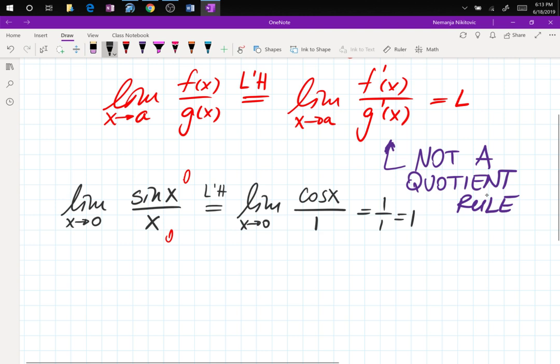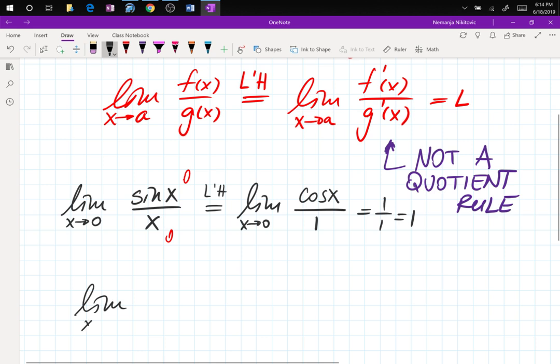So you were asked to memorize that the limit of sine x over x is 1. Now you're able to compute that. Oh yes, cosine 0 is going to be 1. Oh, 1. Surprise.